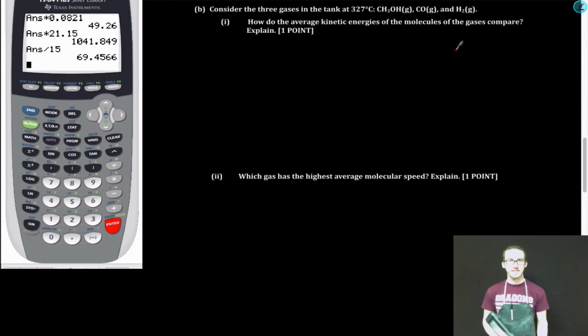Part B. Consider the three gases in the tank at 327 degrees Celsius: methanol, carbon monoxide, and hydrogen. Now there are two subparts to part B. We want to know, one, how do the average kinetic energies of the molecules of the gases compare? And two, which gas has the highest average molecular speed?